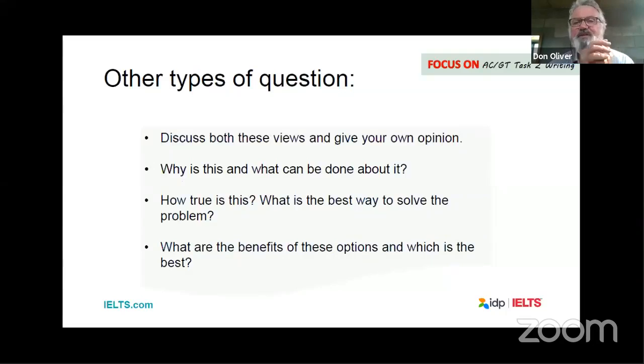Other types of questions you will find in Task 2 writing. There are many different types of questions, but these are some examples. Discuss both views and give your own opinion. Why is this and what can be done about it? In other words, what are the causes and what are the solutions to a problem? Is this true or not? And what is the best way to solve the problem? What are the benefits? And which is the best of these options? These are typical Task 2 types of task.